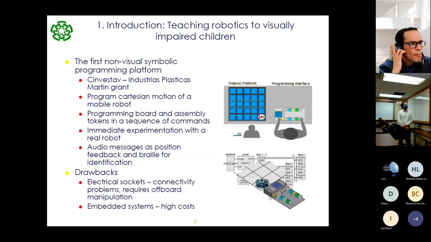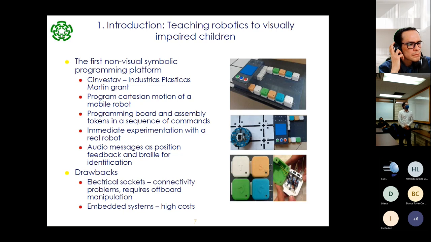For this, a previous version of a symbolic programming platform was developed, funded by Simvestab and Industrias Plásticas Martín, to program Cartesian motion of a mobile robot. It had a programming board and assembly tokens in a sequence of commands for immediate experimentation with a real robot. It also used alternative senses, with audio messages as position feedback and Braille for identification.